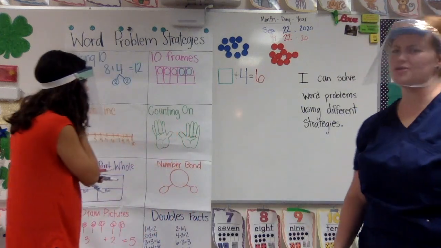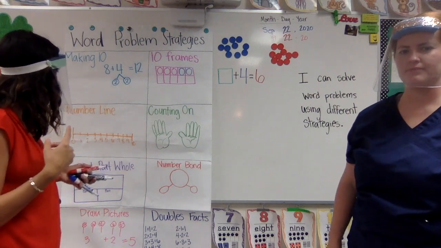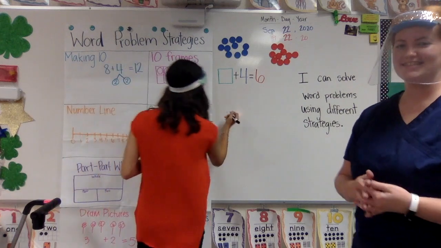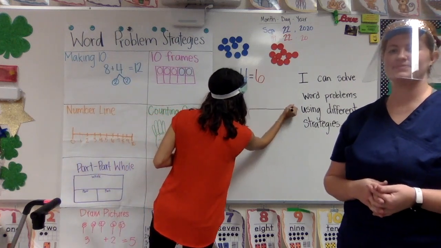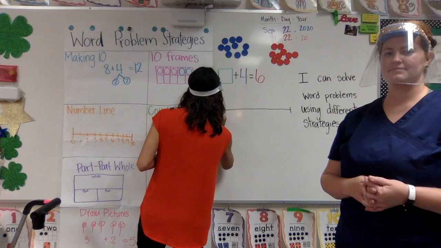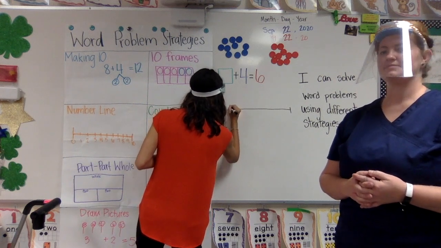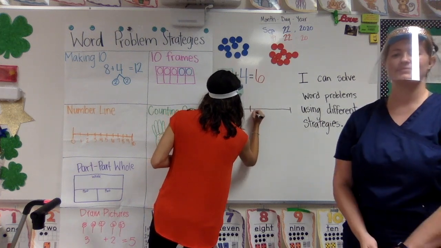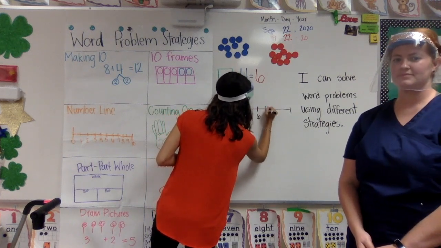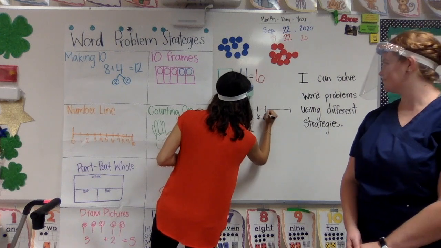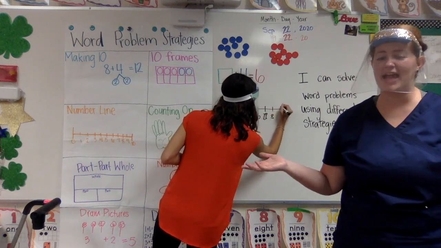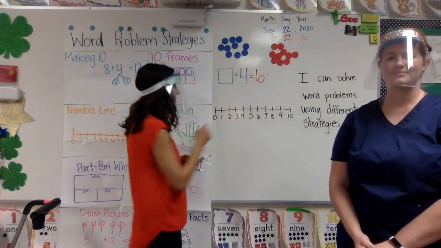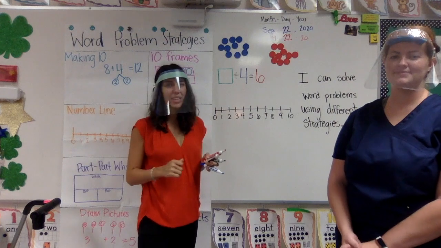What strategy can you use, Miss Lustico? Well, looking at my strategies, I really like using the number line to solve word problems. So I'm going to go ahead and make my own number line. I am starting at 0, and I am going to put all of my numbers all the way to 10, because remember, that is what we are using for our word problems right now. And I know a number line can go way past 10, but that's just what we're using right now. All right, so I have 1 through 10 on my number line.